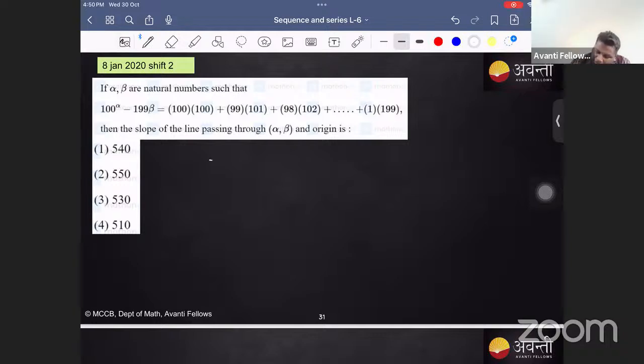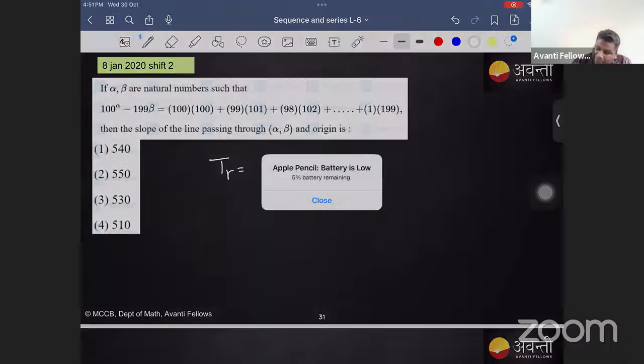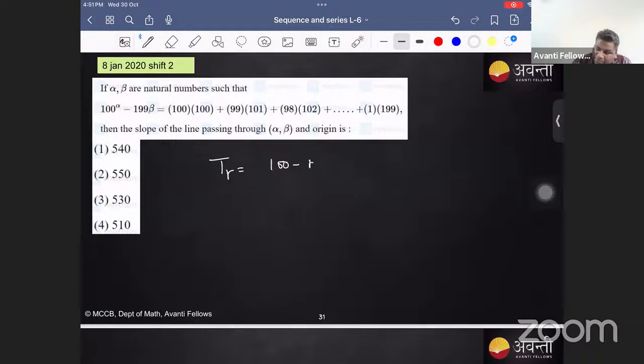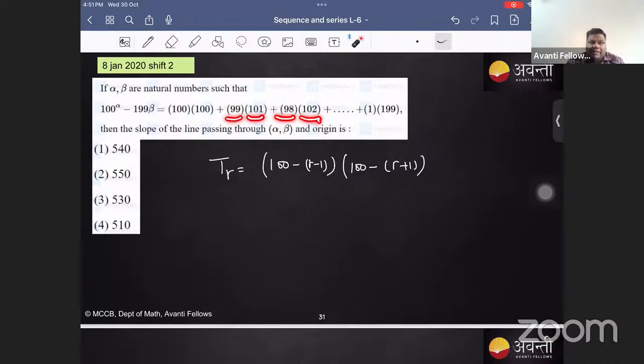See, if you try to figure out the rth term, the first term is 100, then 100 minus 1, then 100 minus 2, then 100 minus 3. So the rth will be 100 minus r minus 1. And next will be what? 100 minus r plus 1. This is 100 minus 1, 100 plus 1. 100 minus 2, 100 plus 2. Isn't it? So this is your rth term. So it will be 100 square.